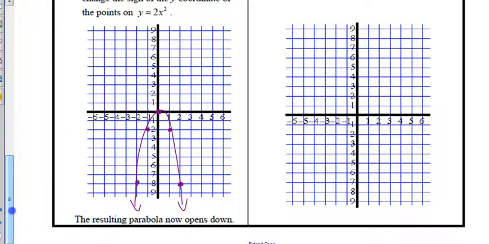Lastly, to finally graph y equals negative 2(x plus 3) quantity squared, we translate the graph of y equals negative 2x squared 3 units to the left and 4 units up. Okay, so we take each of these points and we go 3 units to the left and 4 units up.